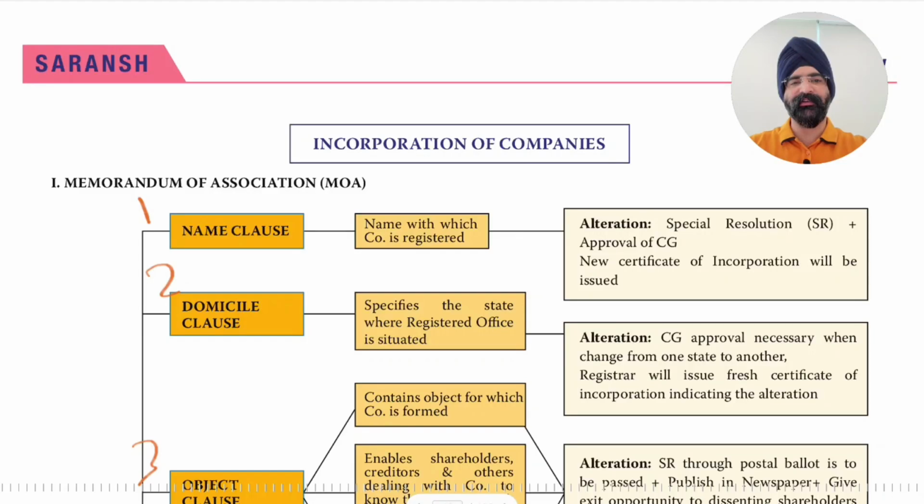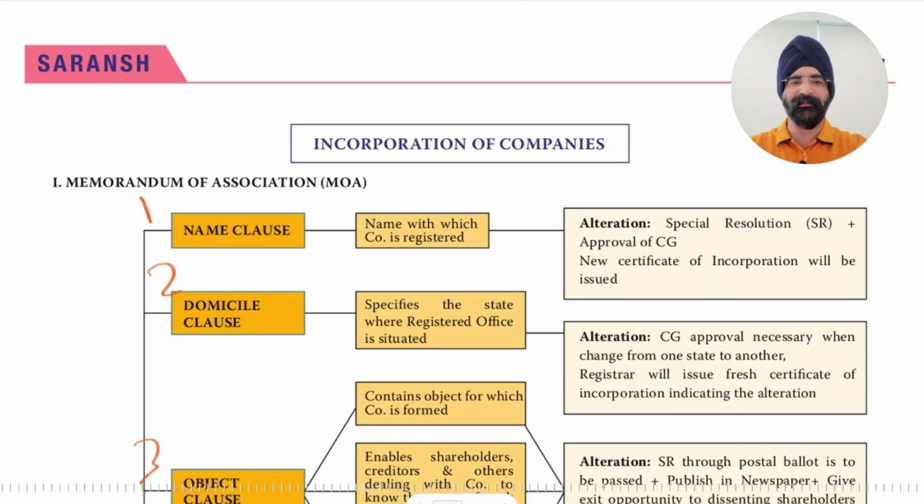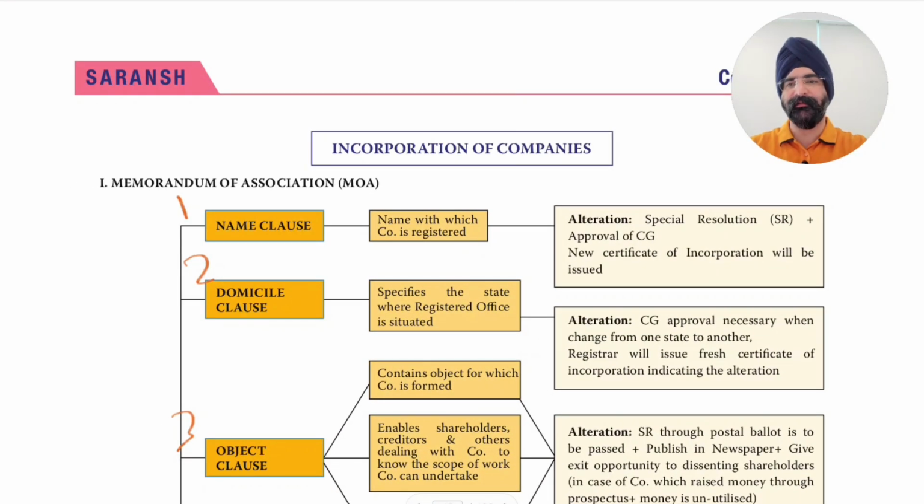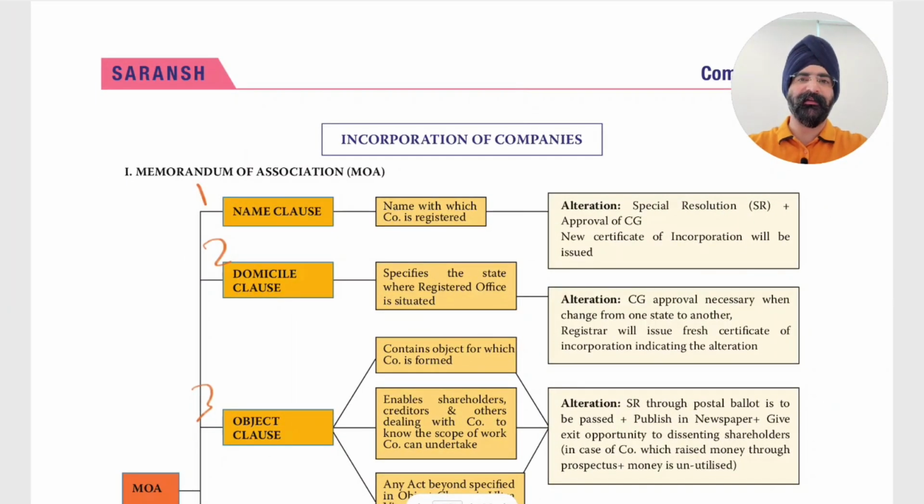Alterations we will cover in the next discussion. First, we are discussing the contents of a memorandum. Name clause. Second is domicile clause. That is the state where the company will function, that is, where it will hold its registered office. So domicile clause specifies the state where the registered office is situated.